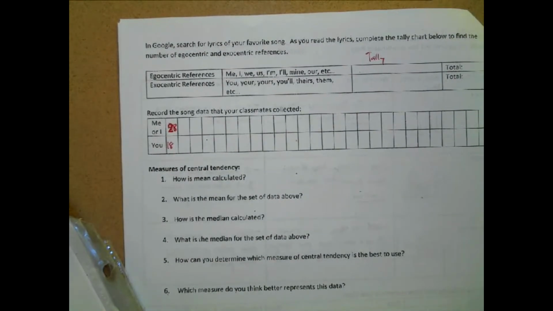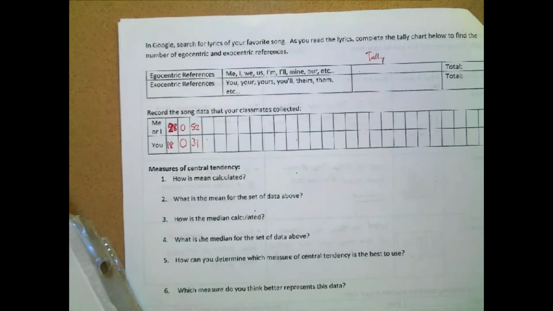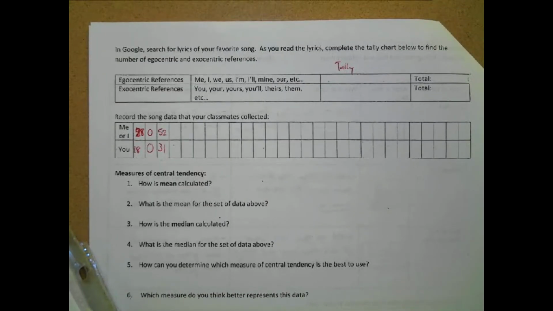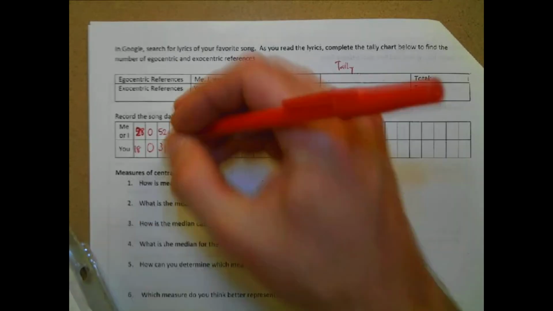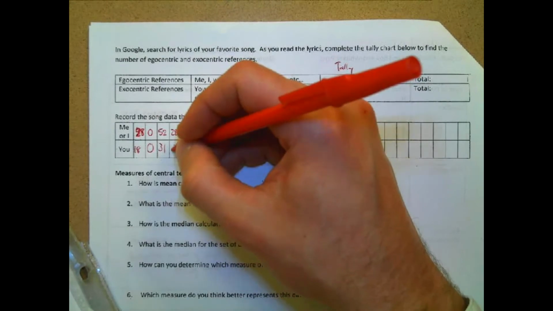All right, is anyone ready to share their numbers? All right, John, go ahead. 28 and 18. Okay, that's 28 and 18 for John. All right, how about Alex? What do you say? 0 and 0. Okay. Hannah T. 52 and 31. Okay.